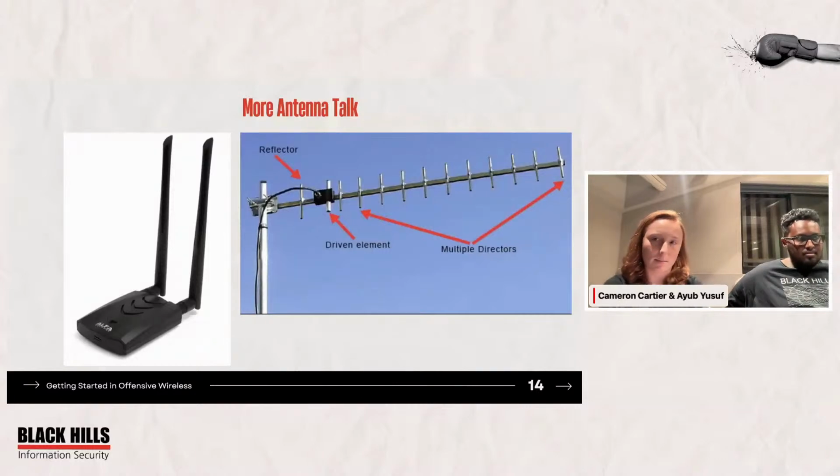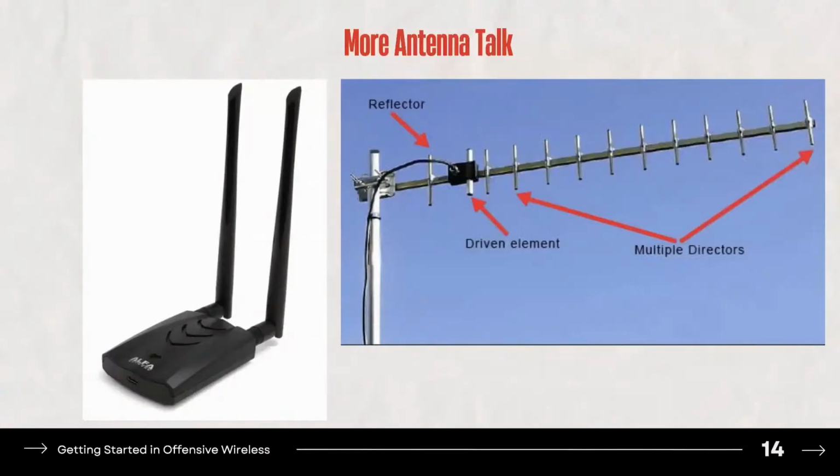Practically speaking, for most things you're going to do, a good omnidirectional antenna, or ideally 2 to 3, will be able to perform most of your attacks and your reconnaissance activity. Now, a panel antenna or some other higher power directional antenna can be very useful in certain circumstances.